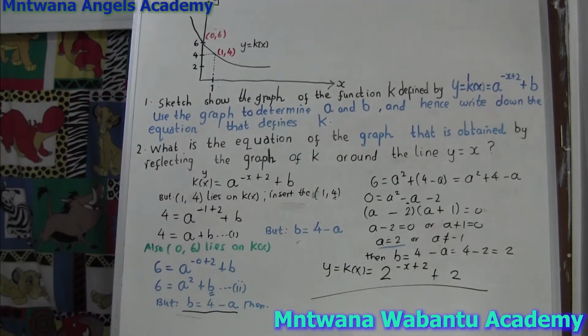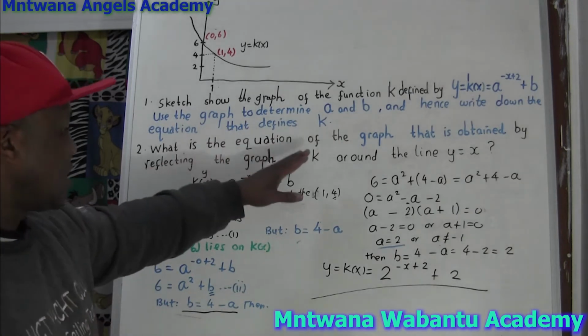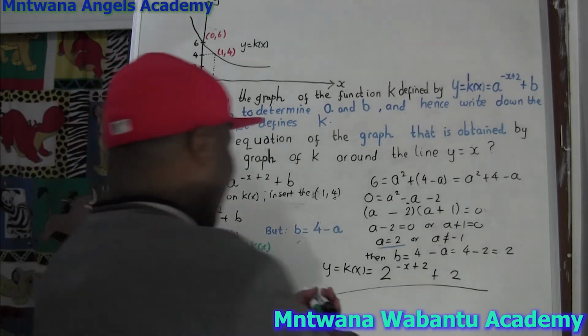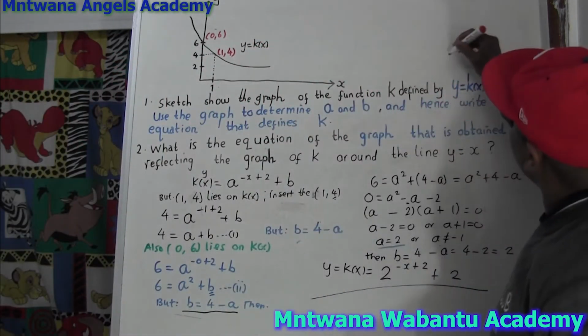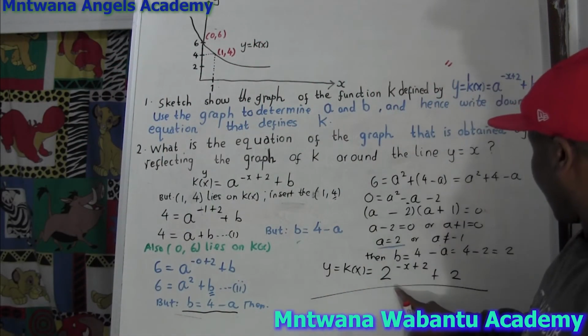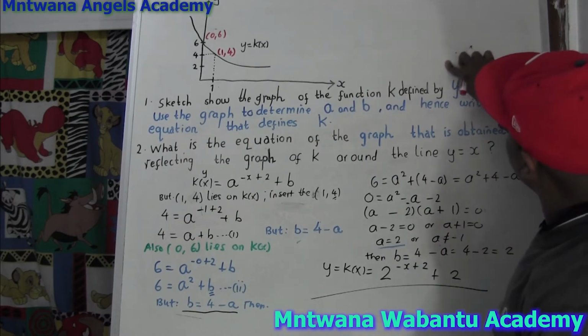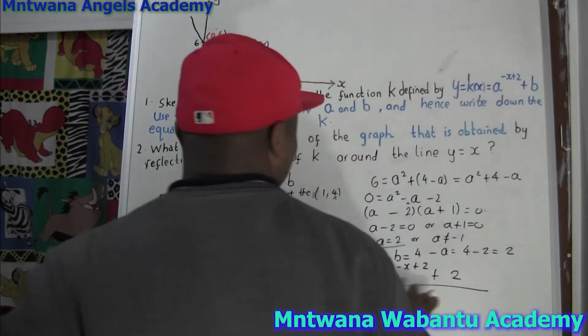You know what I'm saying? So we got it. So after we get them, what do they want? They say, what is the equation? So we have the equation. Let me write the equation here. So this equation is... let me write here because I want to make some space.